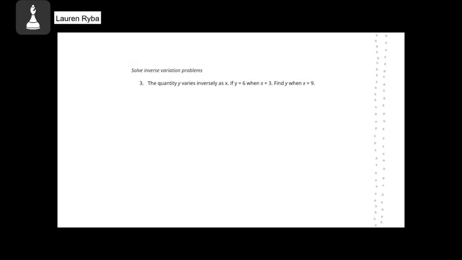The quantity y varies inversely as x. If y equals 6 when x equals 3, find y when x equals 9. So you need to remember that the general form is y equals k over x to a power. So for our specific problem, it just says y varies inversely as x. So there's no power on x. So y equals k over x is our equation.